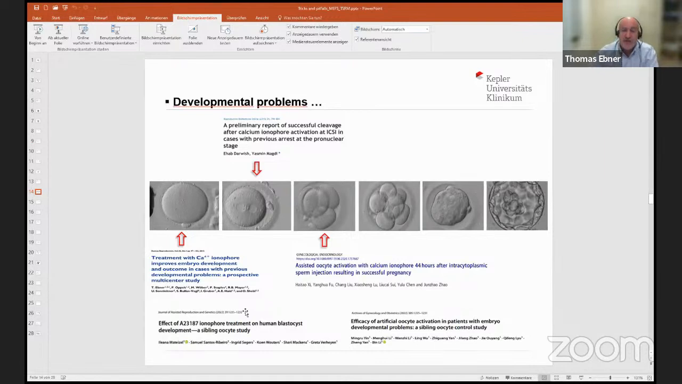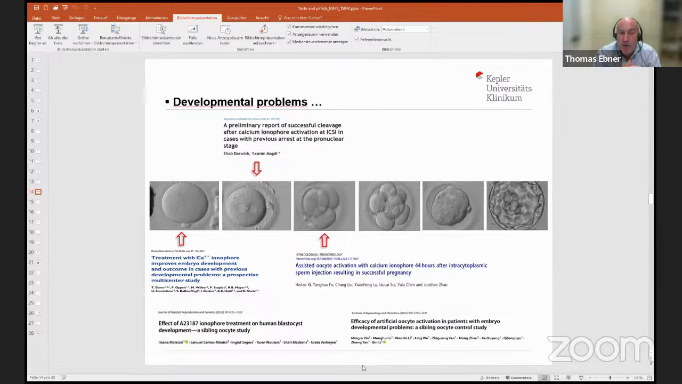And even more recently, there were two papers highlighted here in black, one from Belgium and the other one from China, and they did not find such an effect. In other words, ionophore, in one case ionomycin, in one case a ready-to-use calcimycin, did not improve cleavage rate. For those of you who are interested, I may refer you to a letter to the editor that I wrote to JARG, where I tried to explain why all those studies find divergent results. And I think it's definitely a problem.